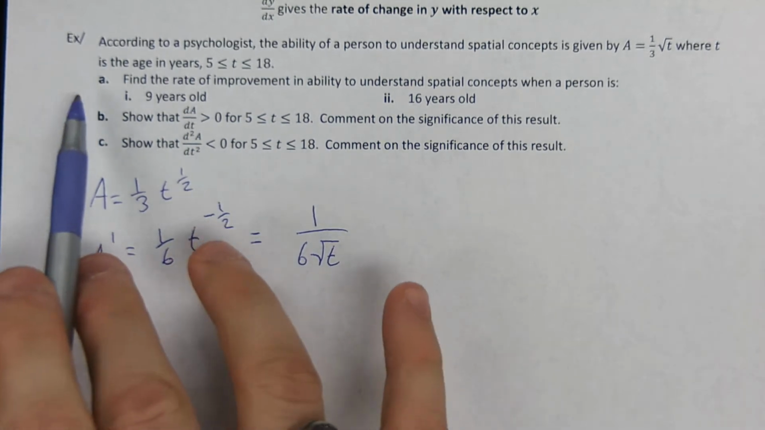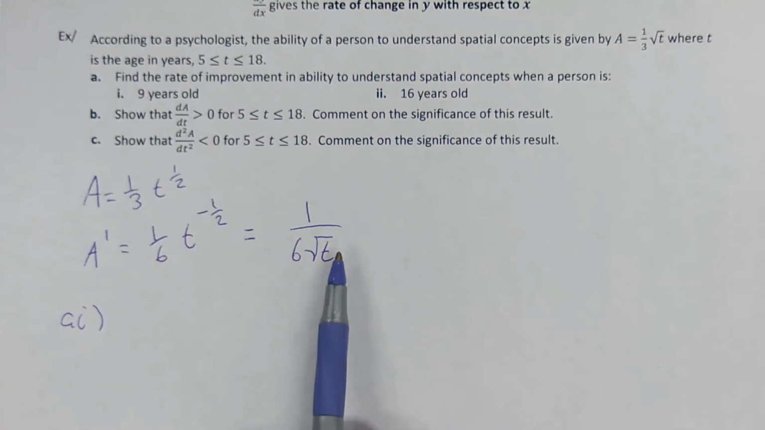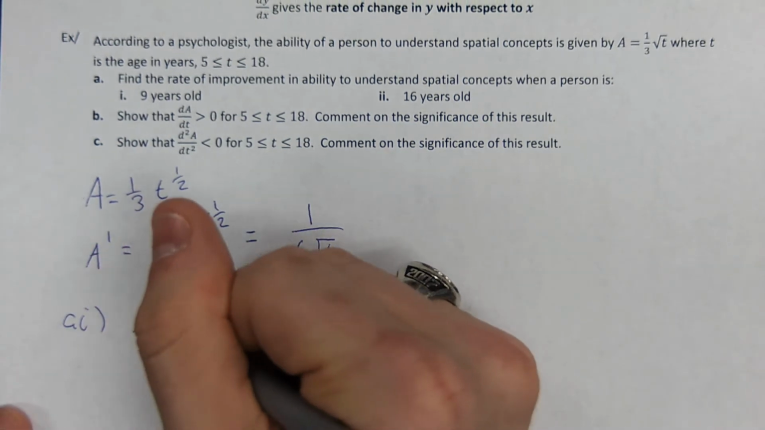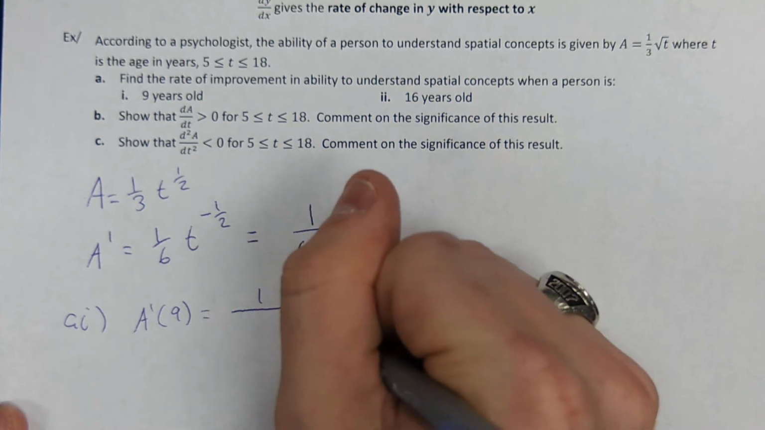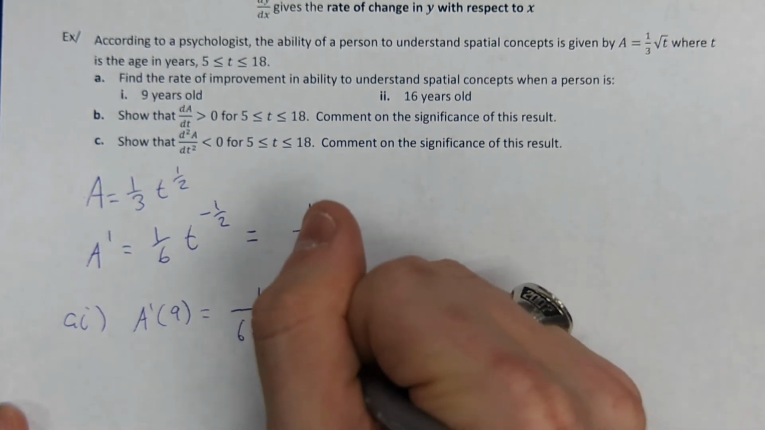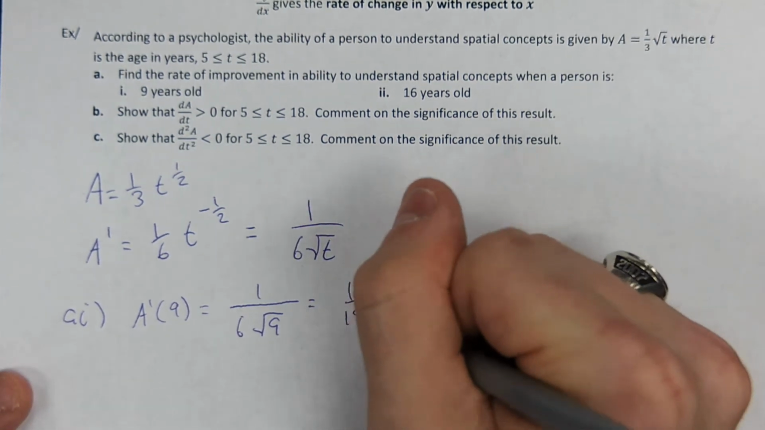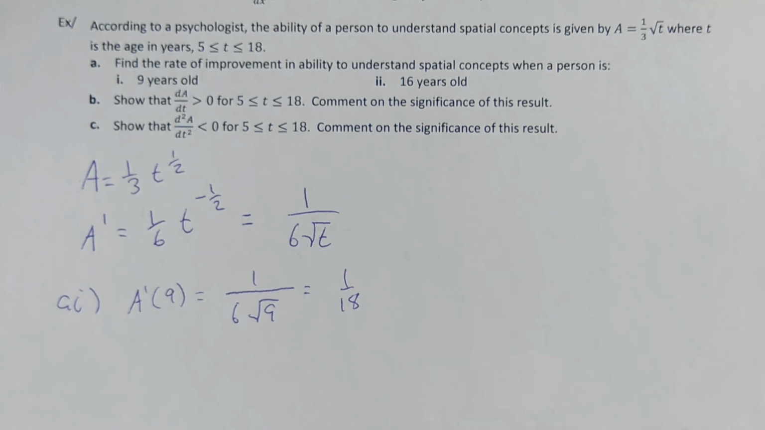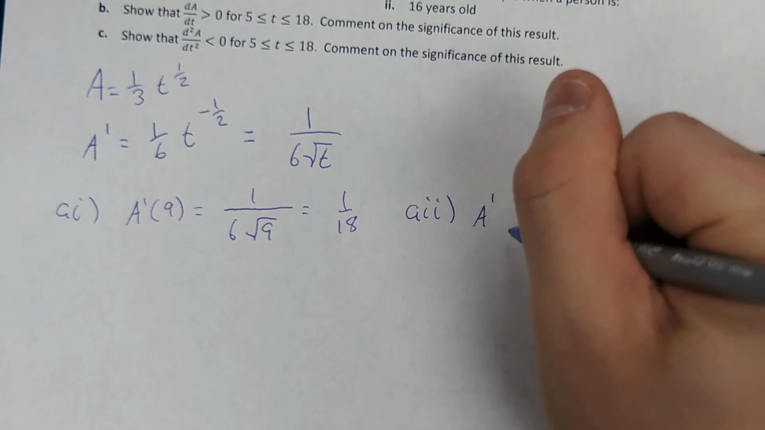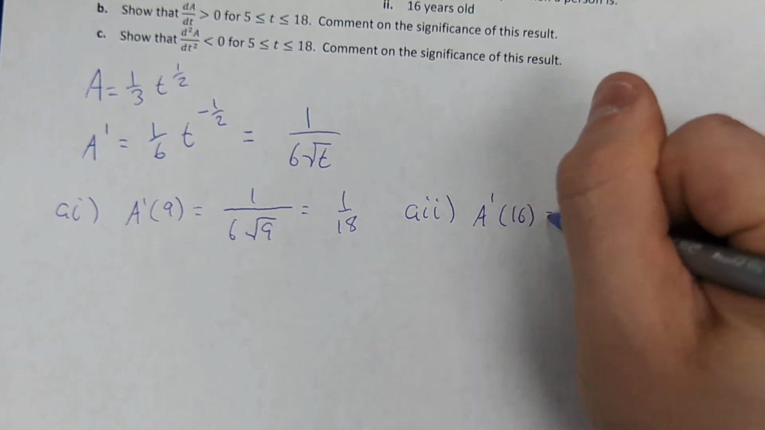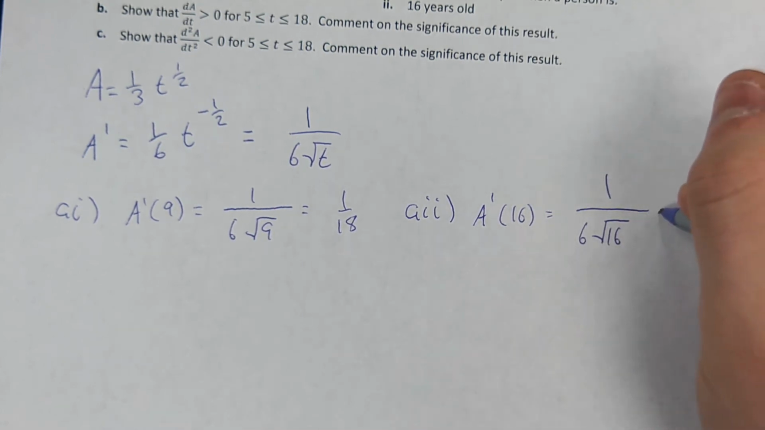So when you want to tackle A-I and A-II, you just plug in 9 and 16 to this. A prime of 9 is, I forgot to change colors, so I guess we're doing this whole front in purple, 1/(6 root 9), which is 1/(6 times 3), 1/18. And A-II, same trick, plug in 16, 1/(6 root 16), 6 times 4, which is 1/24.